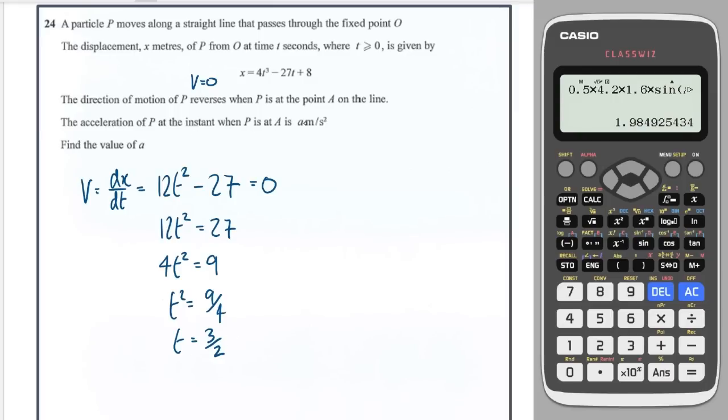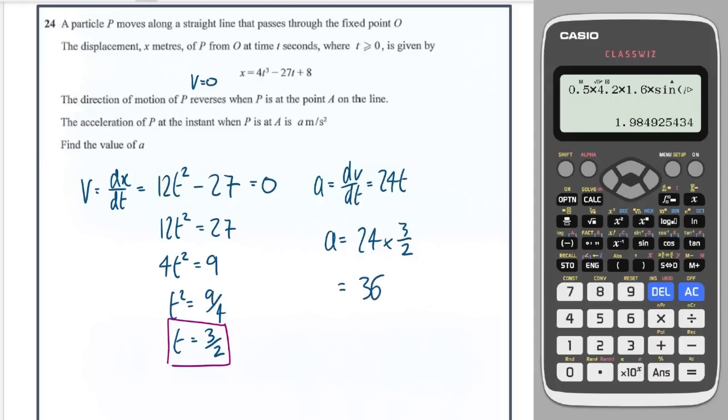And then it's asked me to find the acceleration. So the acceleration is the derivative of the velocity. So I differentiate this 12t squared minus 27, and that's going to give me 24t, and 27 differentiates to 0. And I need to investigate the time when it changes direction, which we've already established is at t is equal to 3/2. So it's 24 times by 3/2, which is 36. And we're done.